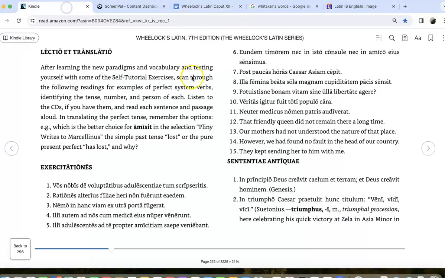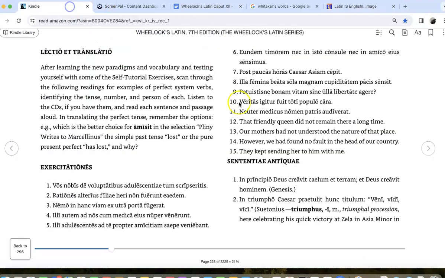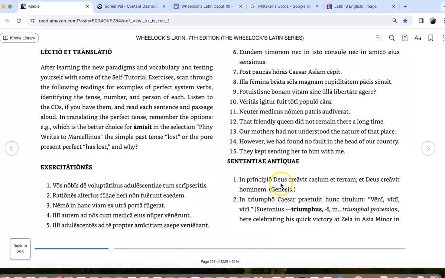So, in the beginning, in principio, that is second declension ablative singular. Hence, that's why it ends in -o. Time expressions normally, or often rather, are in either the accusative or the ablative. So in this case, in the beginning, in principio. But then Deus is our subject.